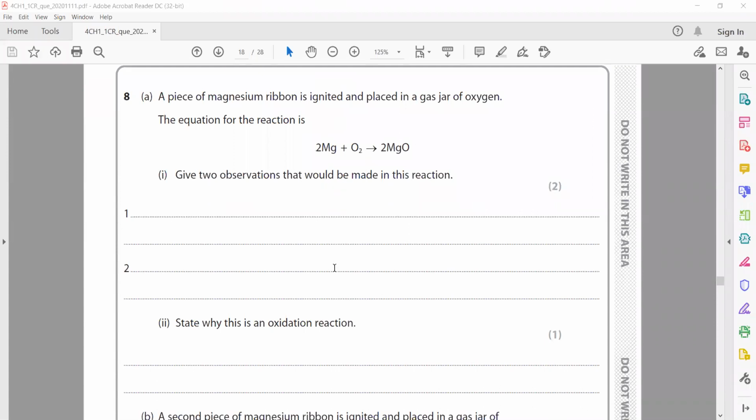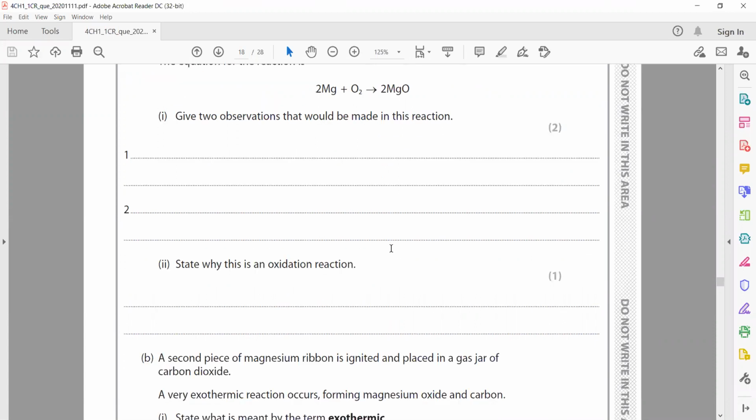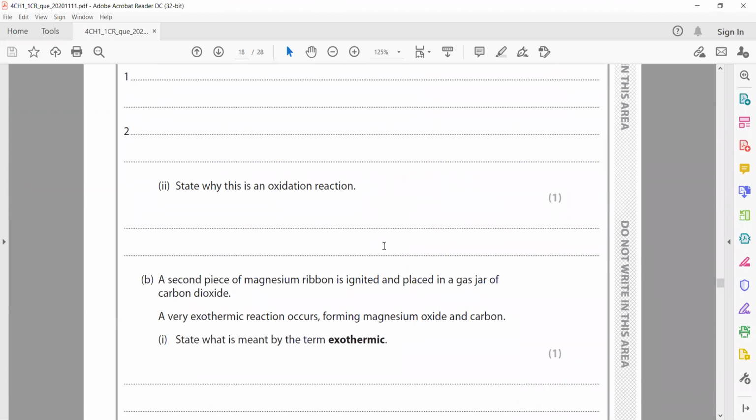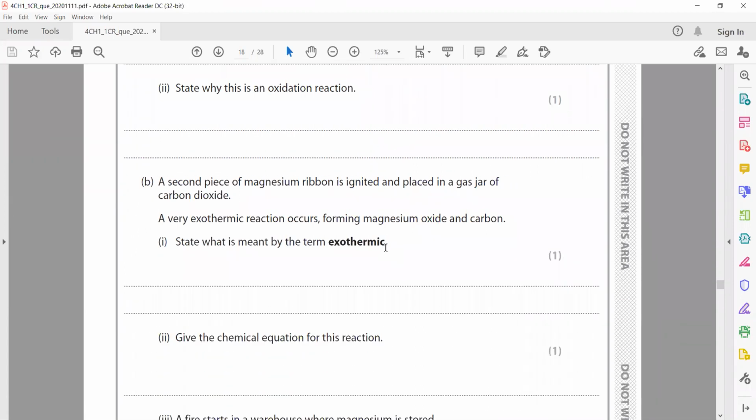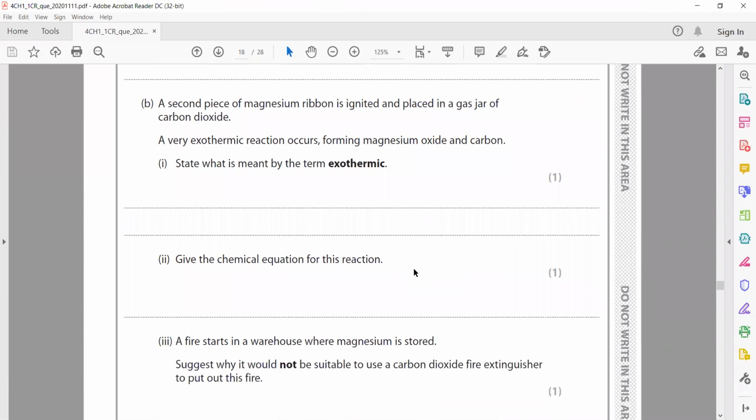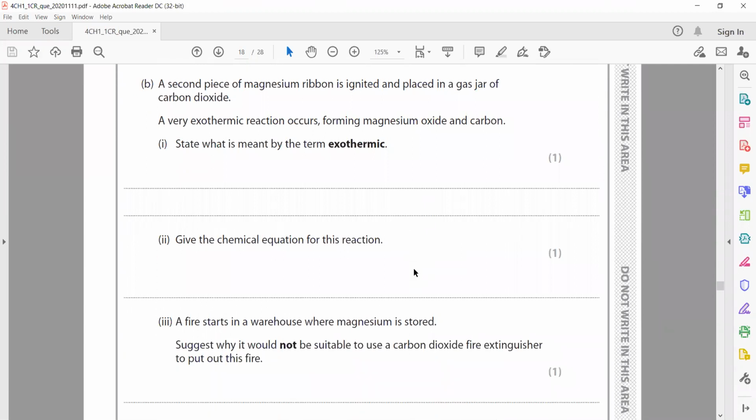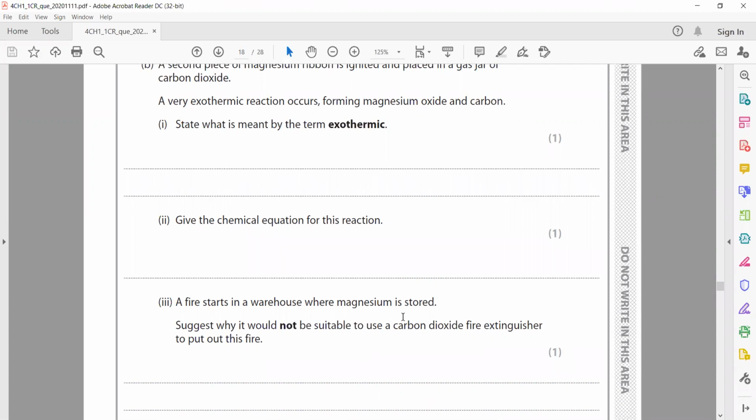A piece of magnesium ribbon is ignited and burned. Observation: when magnesium is burned in excess oxygen, we'll see a white flame, and magnesium oxide is a white powder. Why is this an oxidation reaction? Because it is the addition of oxygen, or a loss of electrons by magnesium. State what is meant by the term exothermic: a chemical reaction which releases energy.